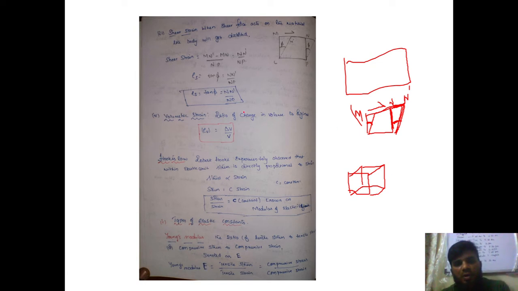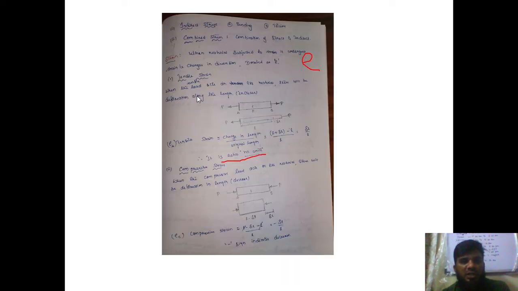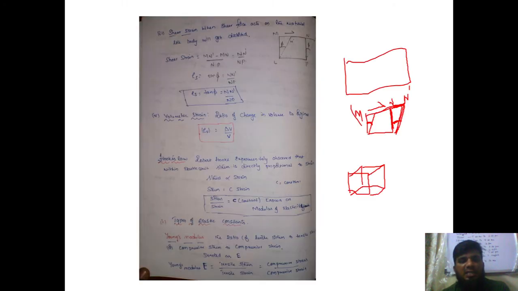Okay. Now the notations for all these are EV, ES, EL. What is EV? It is volumetric strain. ES is shear strain. If it is a tensile strain, EL. If it is a compressive strain, EC. Like that we will denote them.